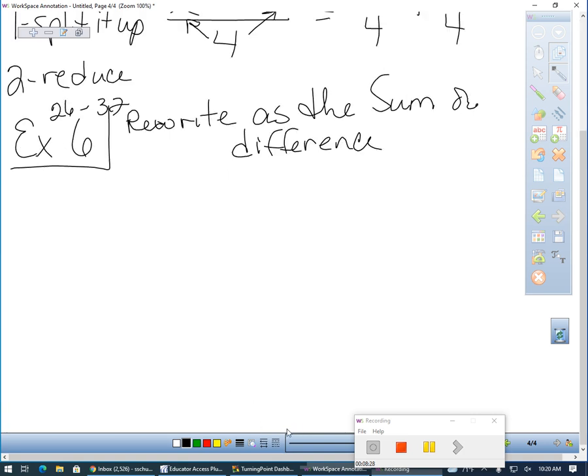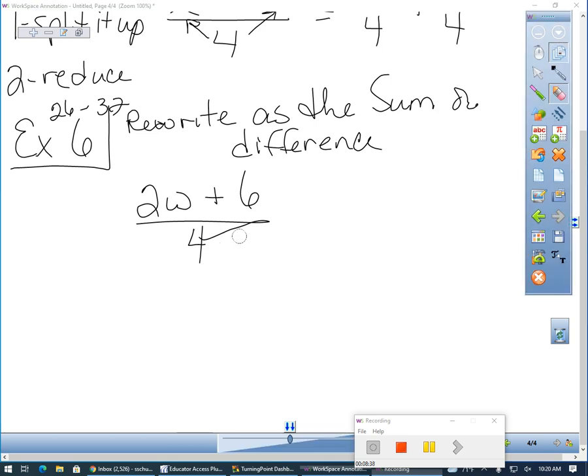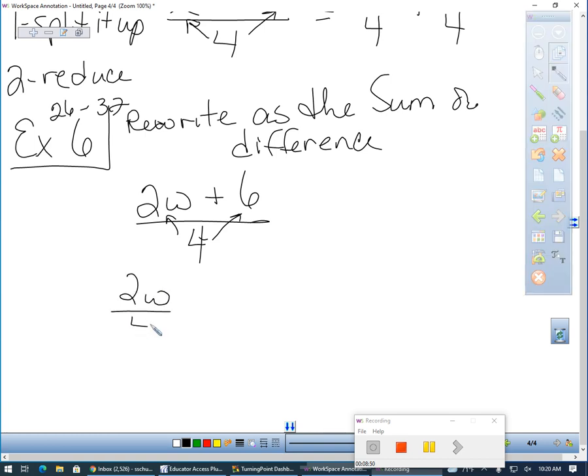All right, so for example, if I have something that looks like this, let's say I have 2w plus 6 over 4. You need to rewrite this. So the first thing we're going to do is split it up, right? That's step number 1. When we write that 4, we distribute it to both parts of it. So we have 2w over 4 plus 6 over 4.